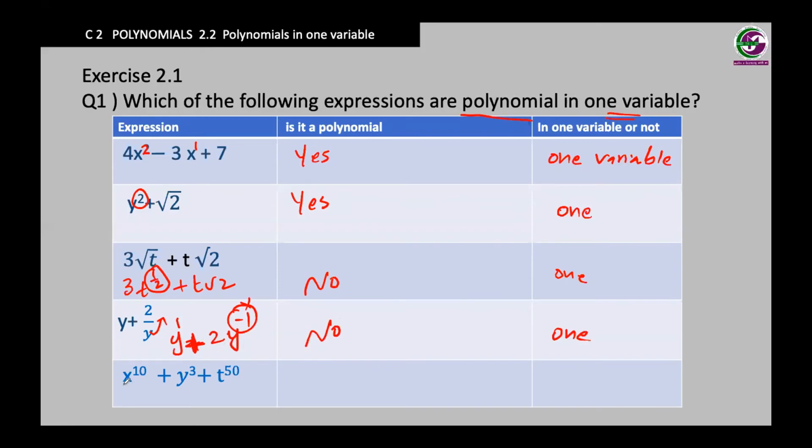Next, here, is this a polynomial? You have positive, positive, positive. All are whole numbers. So it is a polynomial, but is it only one variable? No, there are 3 variables.